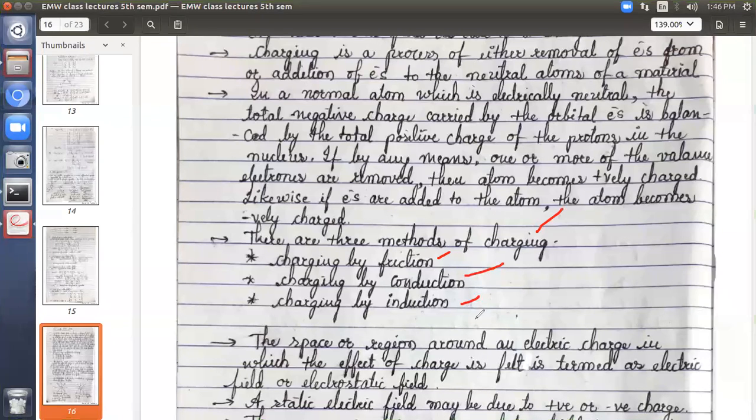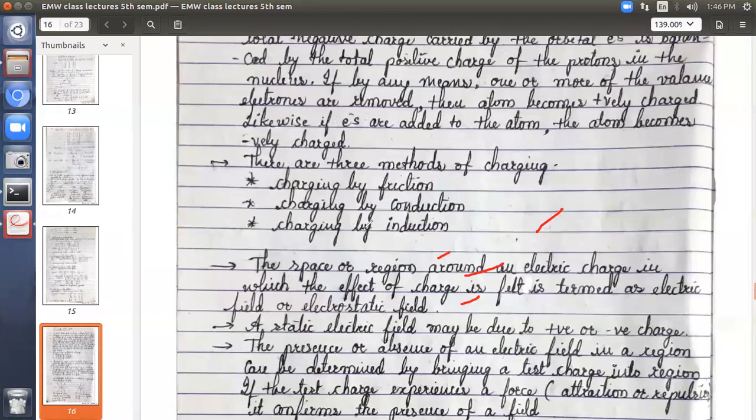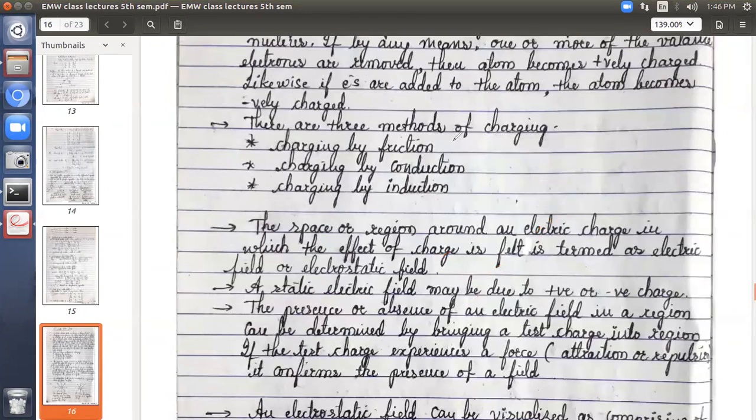So there are basically 3 methods of charging. Friction, where two bodies are rubbed together against each other. Conduction and induction, I'll not go into detail of those.